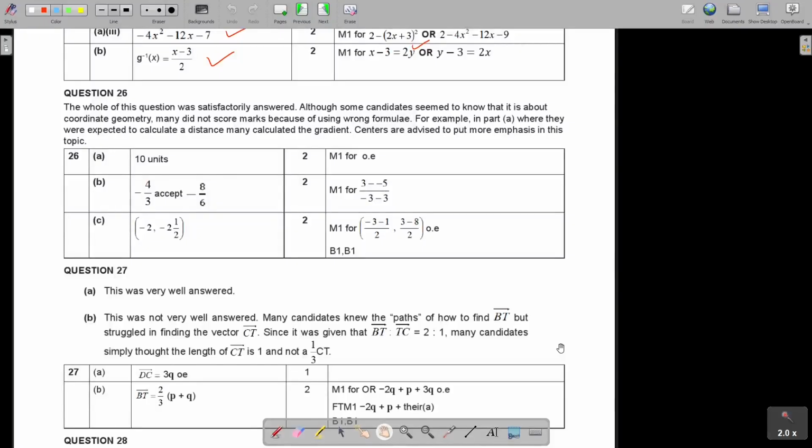So question 26, the whole of this question was satisfactorily answered, although some candidates seem to know that it is about coordinate geometry. Many did not score marks because of using the wrong formula. For example, in part A, where they were expected to calculate the distance, many calculated the gradient. Centers are advised to put more emphasis on this topic.